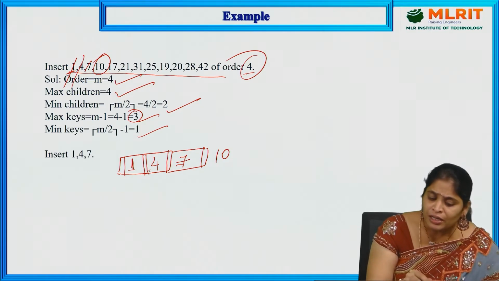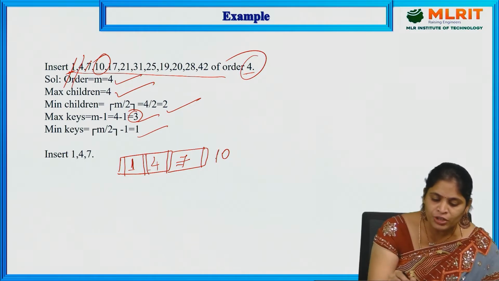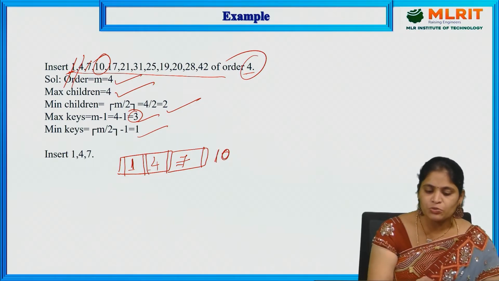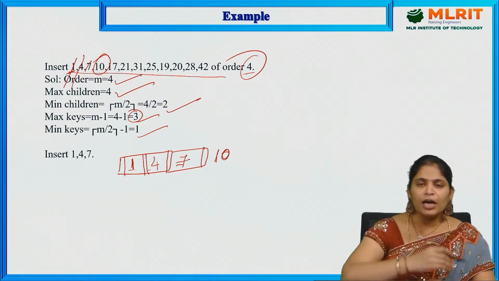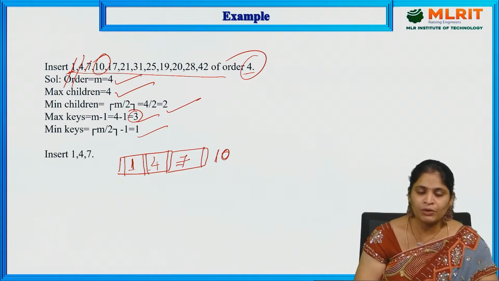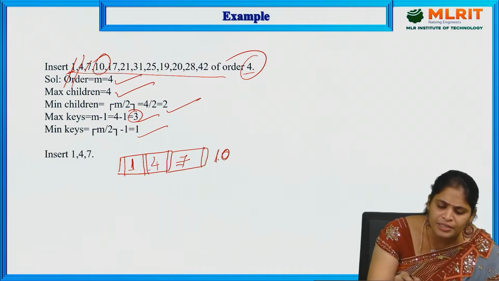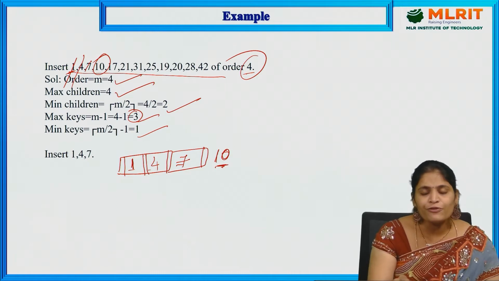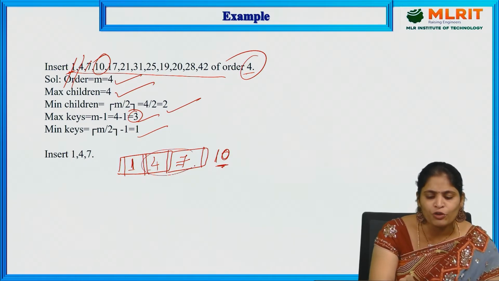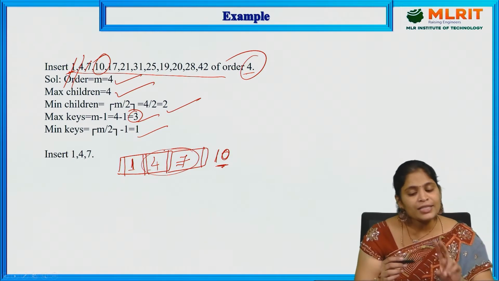Here, we should insert 10 after 7 only. This is what my order. The middle element must be sent to the upper node, index level. Okay. So, now what are the middle elements here? Why? Because we have 4 keys here. We need to insert this one also. We have 4 keys. What will be the middle elements? 4 and 7. Okay. These 2 are the middle elements.